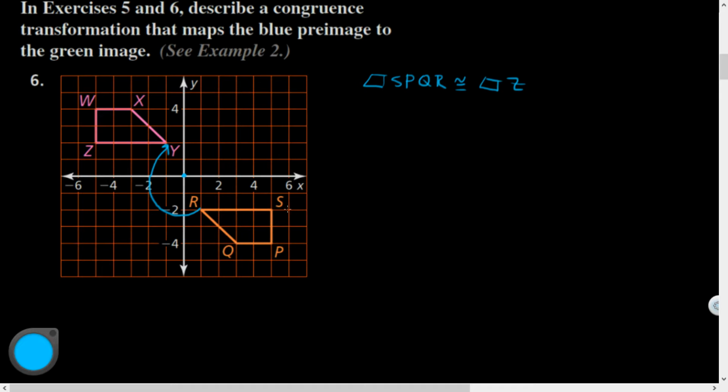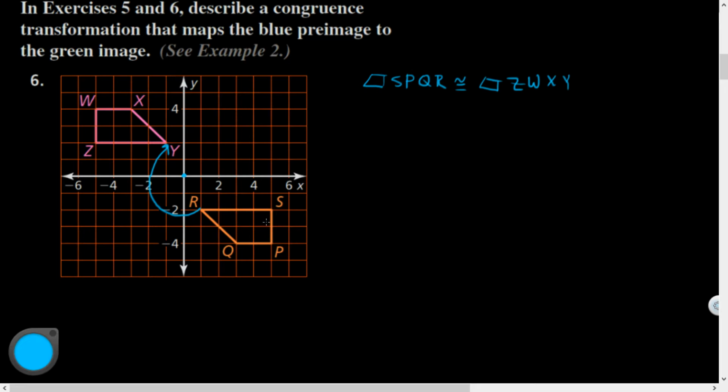Let's see, S goes to Z, P would go to W. I'm just trying to make sure these map in the corresponding locations. Q would correspond to the X and then the Y. Because in order for these figures to be congruent, that would mean that I need to name these in a way that the first two letters and these first two letters would actually be congruent segments.